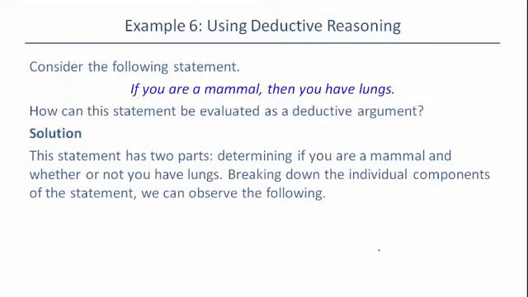So consider this statement. If you are a mammal, then you have lungs. So how can this be evaluated as a deductive argument? Well, it's got two parts. Determining if you are a mammal and whether or not you have lungs, right? It's got kind of two parts, the mammal part and the lung part. Breaking down the individual components of the statement, we can figure out what's going on.